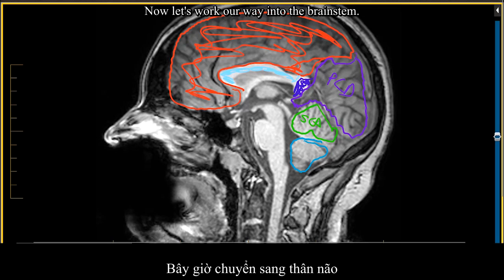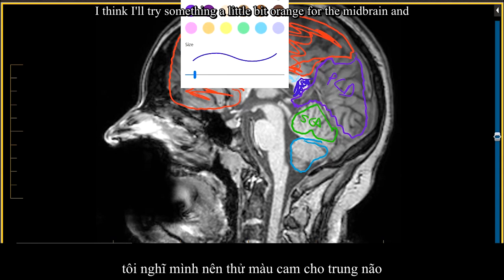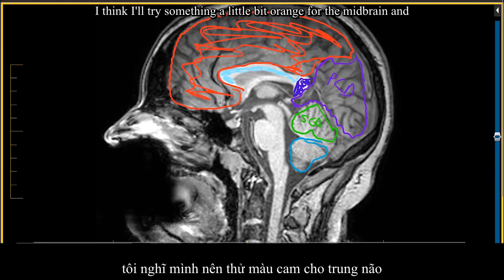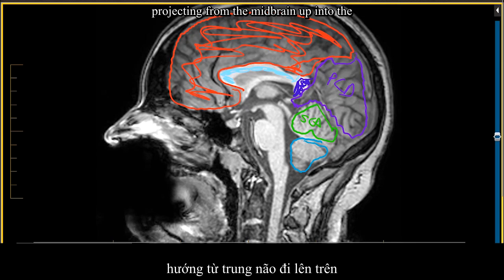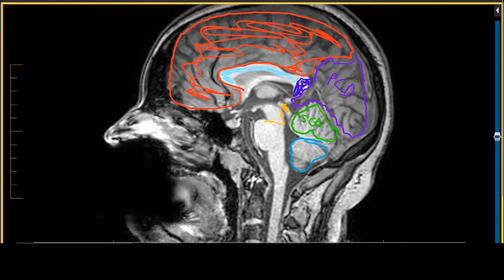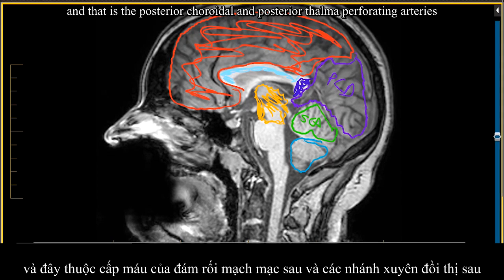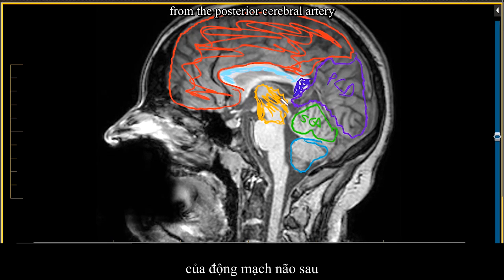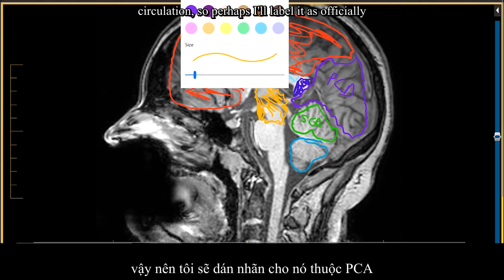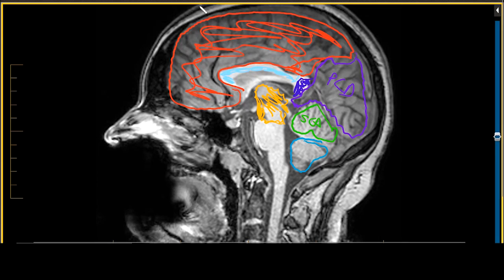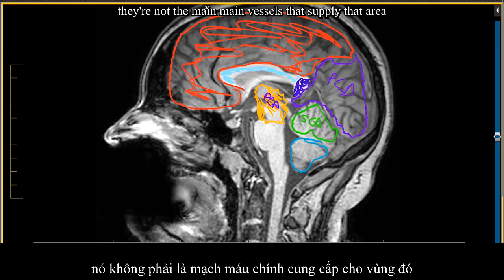Now let's work our way into the brain stem. I think I'll try something a little bit orange for the midbrain, and projecting from the midbrain up into the thalamus, a pretty tall, almost columnar-like area, encompasses some of the mammillary body as well. I'll color it in, and that is the posterior choroidal and posterior thalamo-perforating arteries from the posterior cerebral artery circulation. So perhaps I'll label it as officially PCA, but there are perforators. They are not the main vessels that supply that area.